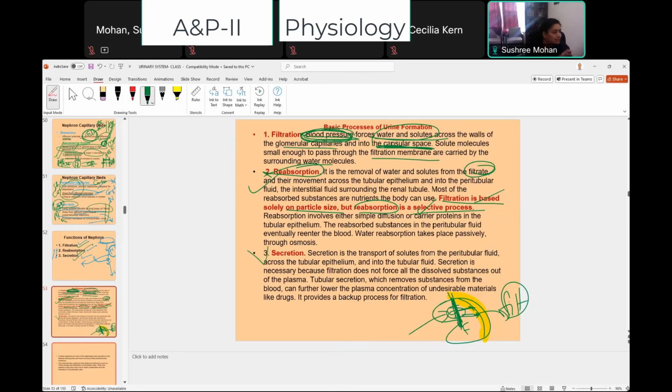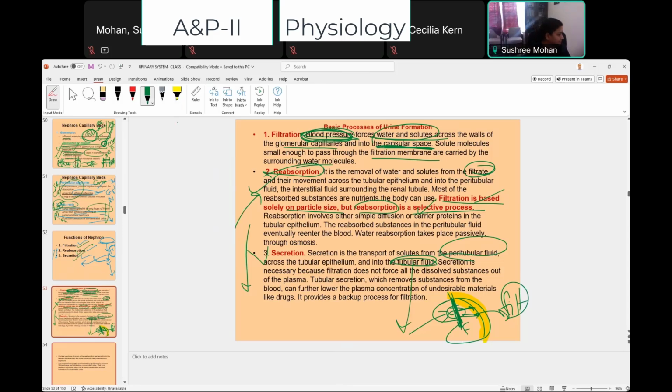Secretion. Secretion is the transport of solutes from the peritubular fluid across the tubular epithelium and into the tubular fluid. So secretion is just the opposite of reabsorption. We are going to take the bad substances and put them back into the tubular fluid. What is tubular fluid? That is the fluid present in the loop of Henle, which is getting ready to form urine and be flushed out. We are going to add bad substances into the tubular fluid.